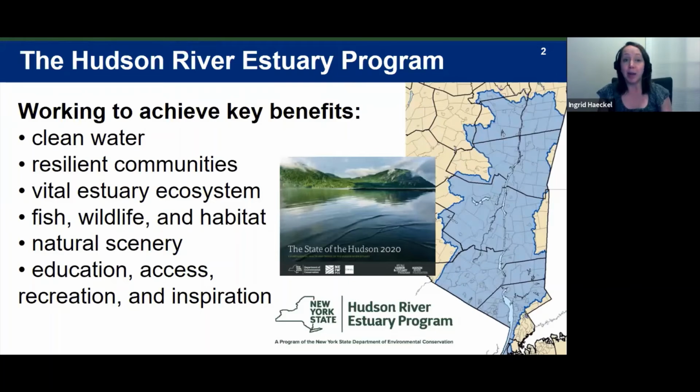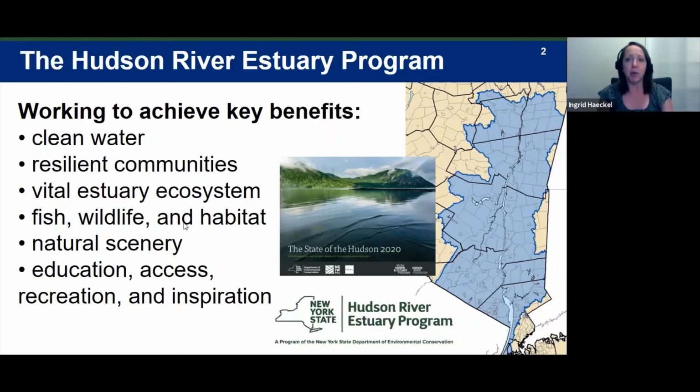the map on the right, to achieve many key benefits, including ensuring clean water, building community resilience to climate change, conserving the vital estuary ecosystem and its fish, wildlife, and habitats, conserving natural scenery of the river valley, and providing opportunities for education, access, recreation, and inspiration on the river.